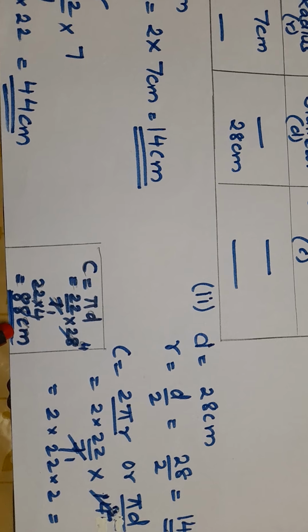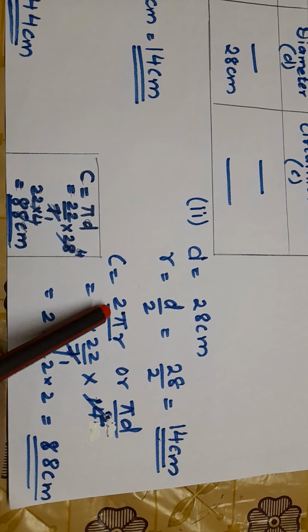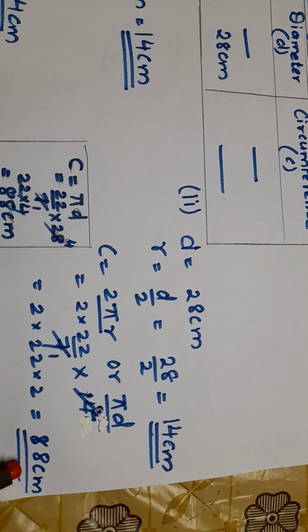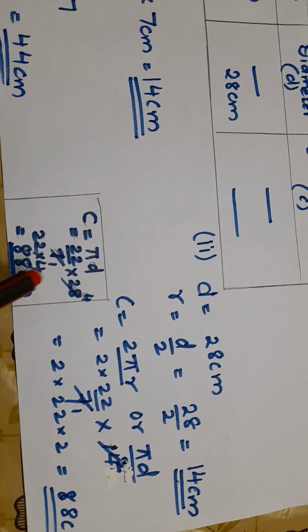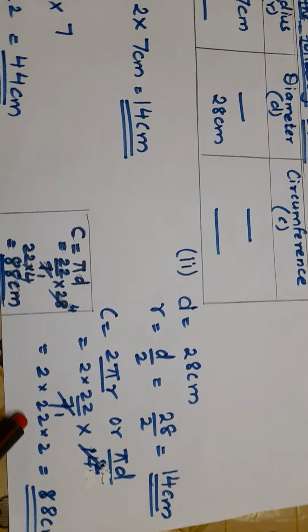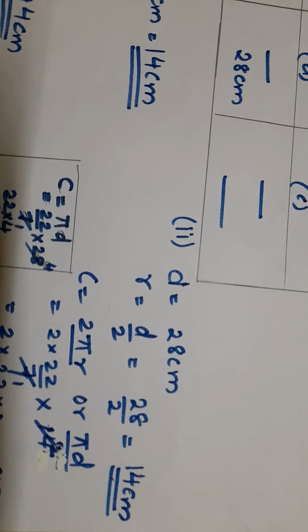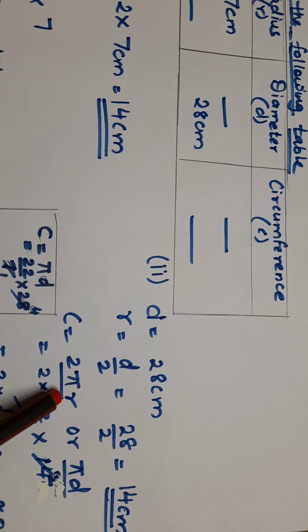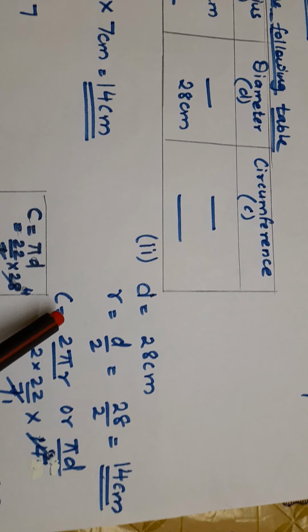So both ways if you take the formula 2 pi r, circumference is equals to 2 pi r, then also you are getting the same answer 88 centimeter. If you take the formula pi d, then also you're getting the same answer. You can take any formula, whichever is applicable over there. If radius is given, then you can take the formula 2 pi r, and if diameter is given, then you can take the formula pi d.